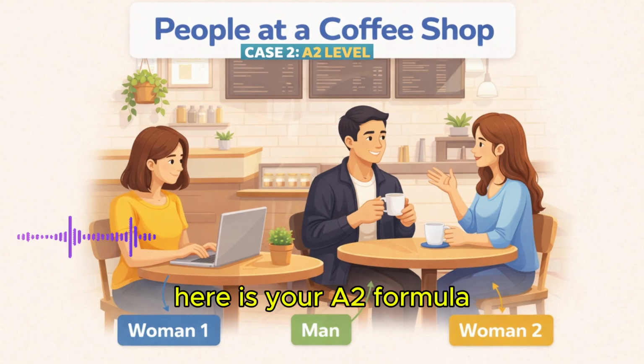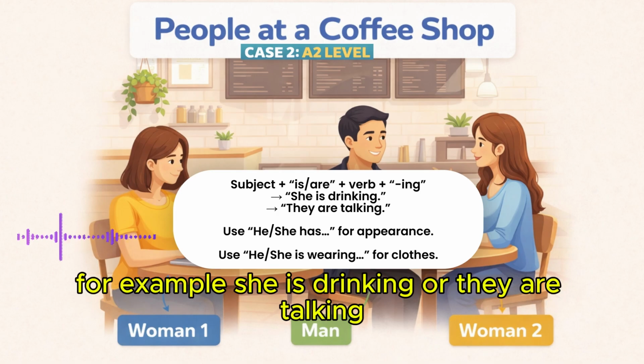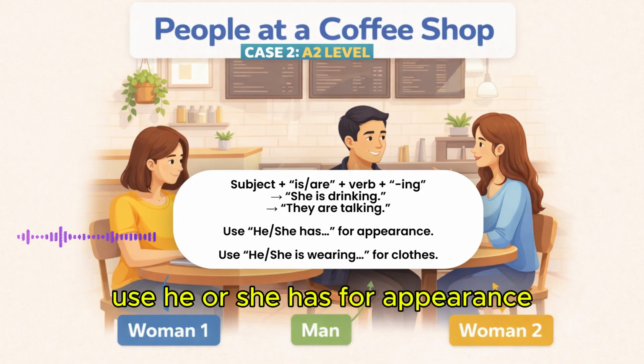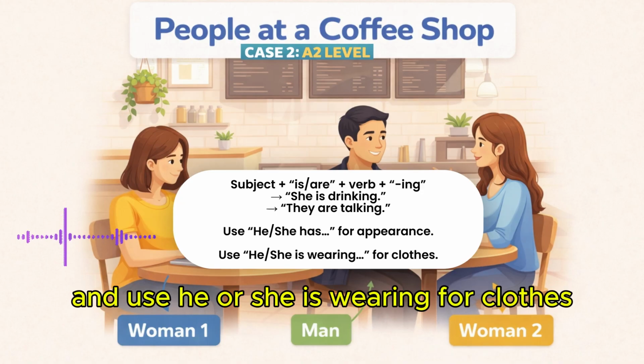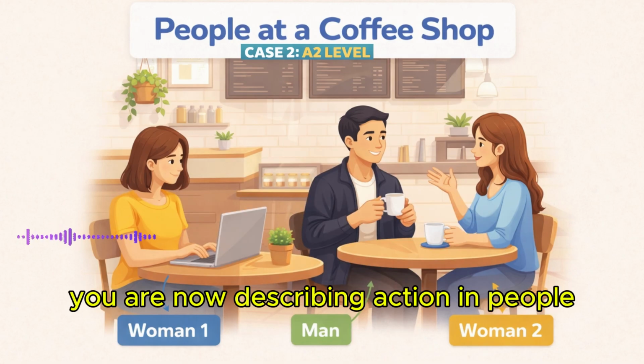Here's your A2 formula. Subject, plus, is or are, plus, verb ing. For example, she is drinking. Or, they are talking. Use he or she has, for appearance. And use he or she is wearing, for clothes. You are now describing action and people.